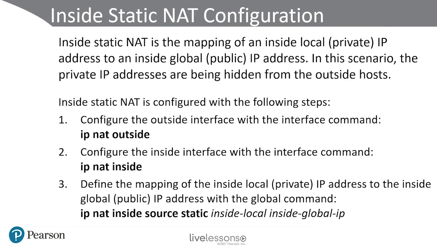The configuration process for inside static NAT is as follows. We will configure the outside interface with the interface command ip nat outside. We will then configure the inside interface or interfaces with the interface command ip nat inside. And then we can define the mapping of the inside local private IP address to the inside global public IP address with the global command ip nat inside source static inside-local inside-global IP.